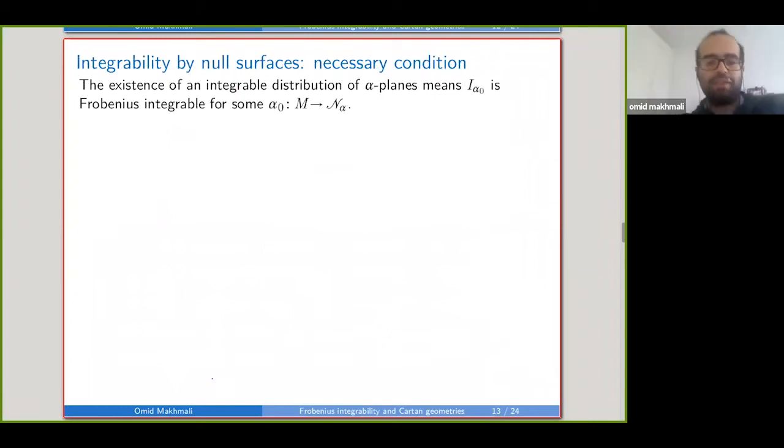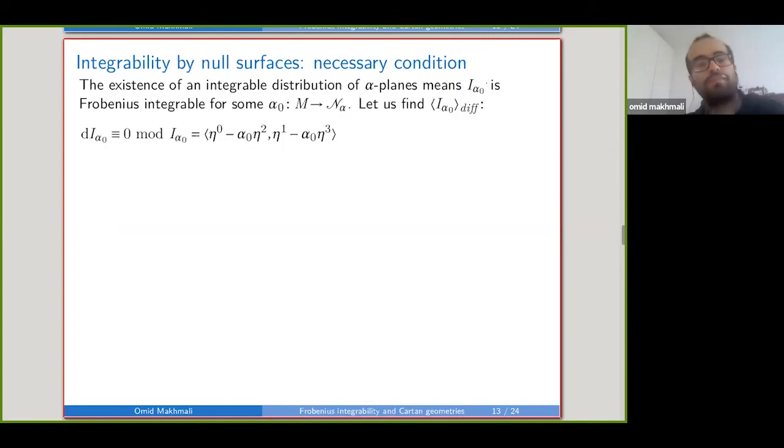Okay, now having a notion of null surfaces and this bundle of null planes, we would like to see what are the necessary conditions that are implied by having a foliation by alpha planes, or a foliation by alpha surfaces. So we are looking for an integrable distribution given by this ideal for some section alpha zero from M to the bundle of alpha planes. So we want to see when this ideal is Frobenius integrable. Okay, so we have it as an algebraic ideal. Let's see what its differential ideal is. Let's take d of it.